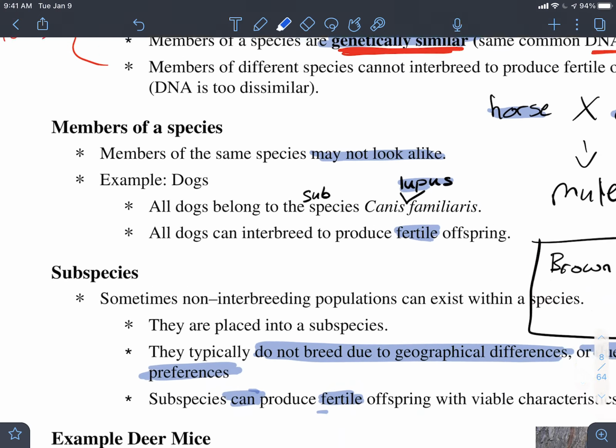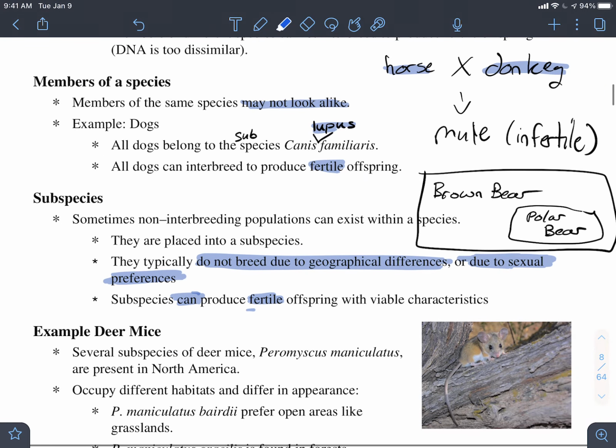Now, I've used the word subspecies, so we should talk about subspecies as non-interbreeding. Now, we're using the word non because we want to indicate that they could, but they choose not to. They're non-interbreeding populations. So this is groups. Another way to think about this is groups of organisms that exist within a species. They are placed in the subspecies category. They typically do not breed due to geographical differences or due to some sort of sexual preference.